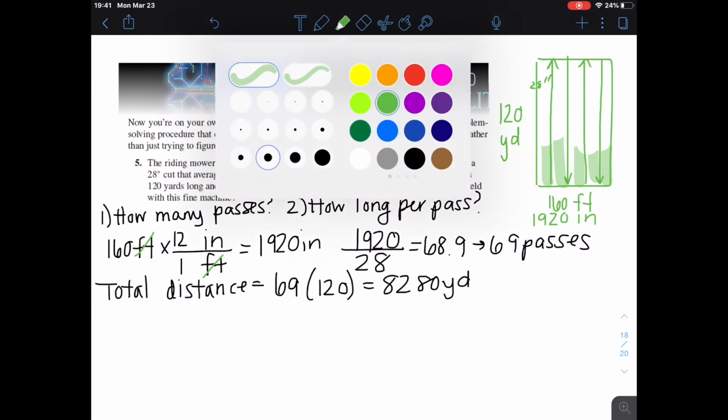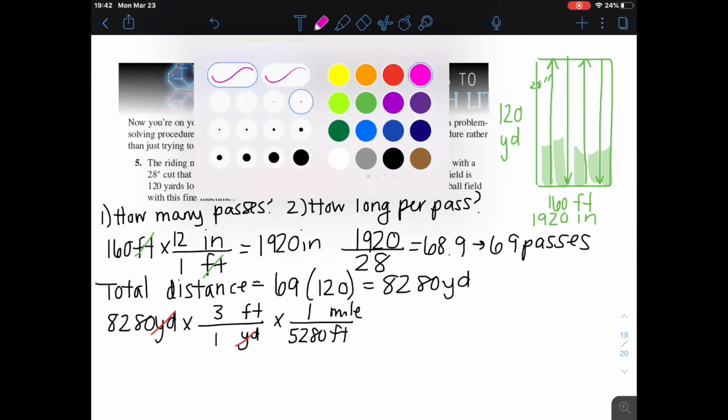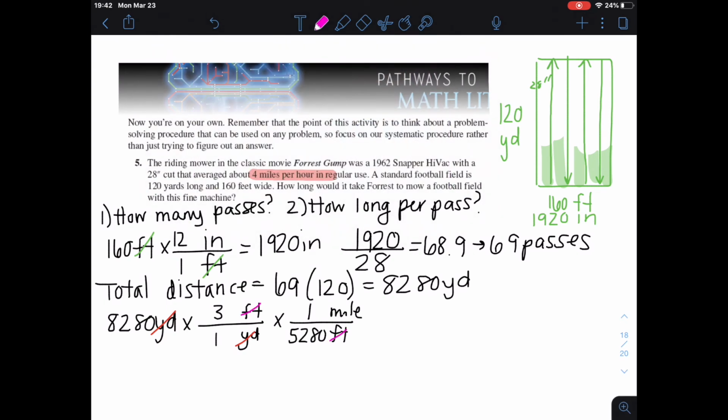So we've got the rate. We know he can go 4 miles per hour. So we need to convert this 8,280 yards into miles. First, we need to get rid of yards, but the only conversion I know is feet. So 1 yard is 3 feet, which makes our yard unit cancel. Then we want to get rid of feet and introduce miles. And 1 mile is 5,280 feet, so this makes the feet unit cancel.